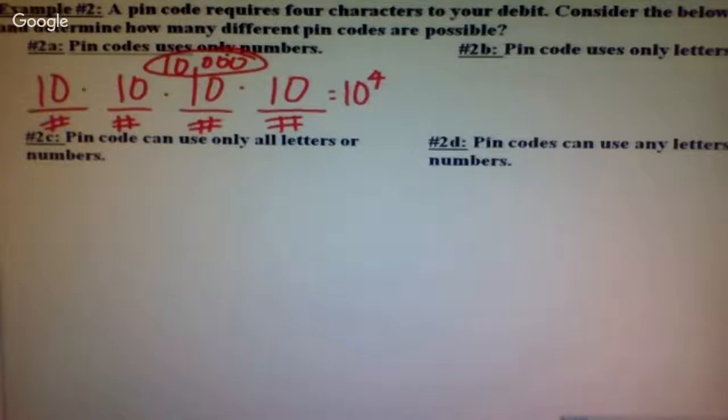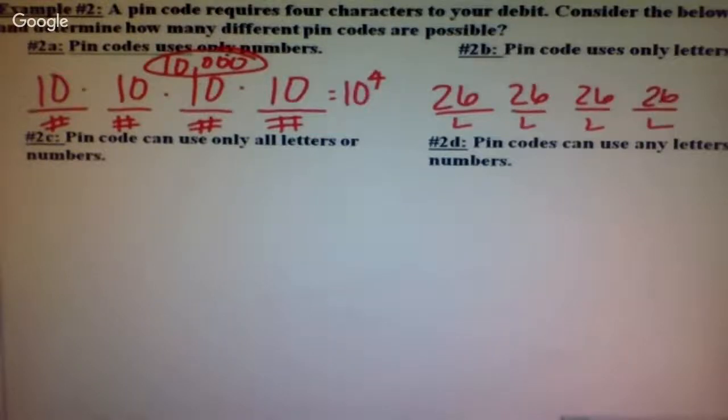B, my PIN code is the same length. This time I'm using letters, 26. I have 26 letters for each one. Again, you can write this as 26 to the 4th power, which comes out to be 456,976.